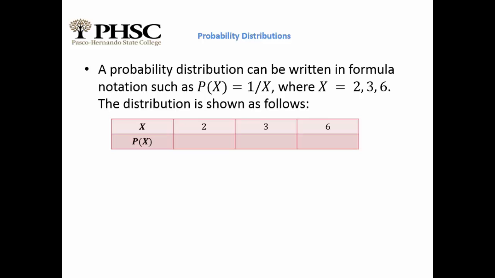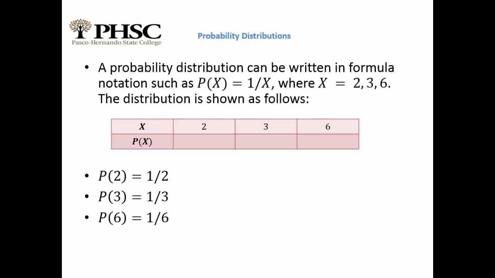Now, a probability distribution can also be written as a formula, such as P of X equals 1 over X, where X can take the values of 2, 3, and 6. So the values X can take are 2, 3, and 6. P of X will just be 1 over X, where X is either 2, 3, or 6. We can go ahead and calculate the probability for each one.